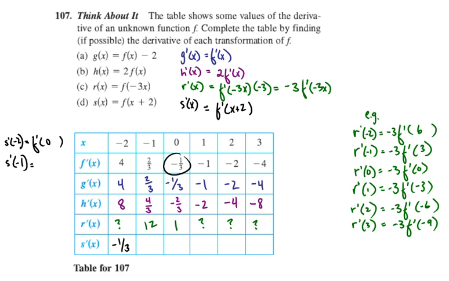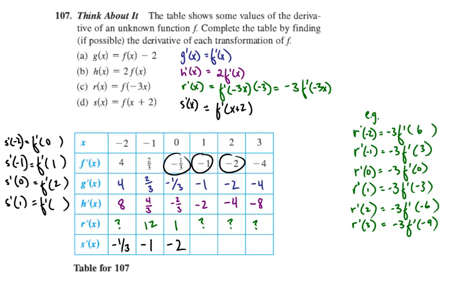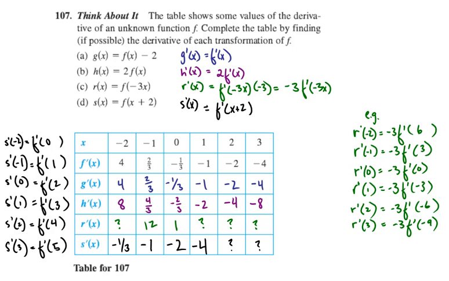s prime of negative 1 is f prime of negative 1 plus 2, which is 1, and f prime of 1 is negative 1. s prime of 0 is f prime of 0 plus 2, which is f prime of 2. That's negative 2. s prime of 1 is f prime of 1 plus 2, or f prime of 3. And that's negative 4. And you can see that we've been going across. The next one, s prime of 2, will be f prime of 4, which we don't know. And s prime of 3 will be f prime of 5, which we also don't know. And so that takes us through problem 107.